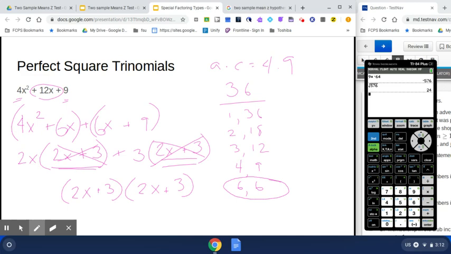Notice, guys, that we have the same binomial here written twice. So I could write that with an exponent. So 2x plus 3 quantity squared. That is what makes this a special type of factoring, perfect square trinomial.